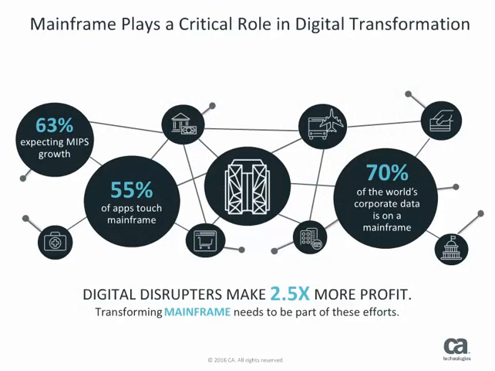Mainframe plays a critical role in digital transformation, with 100% uptime in systems and applications, highest security, and continuous growth due to mobile. 63% of CA customers surveyed in a recent IDC study see their MIPS growing in the next 5 years at about an 8 to 9% MIPS growth rate. 55% of apps touch a mainframe. 70% of the world's corporate data resides on a mainframe.